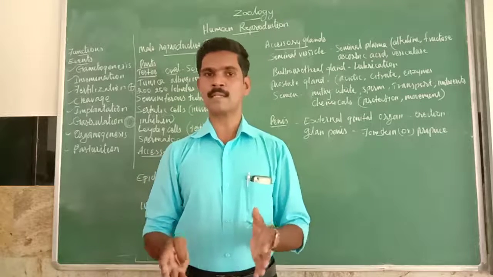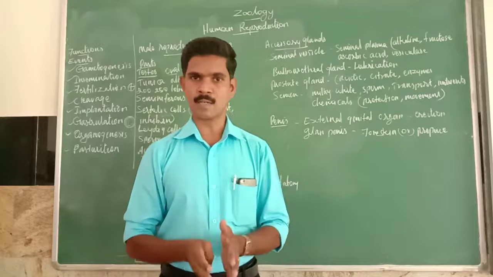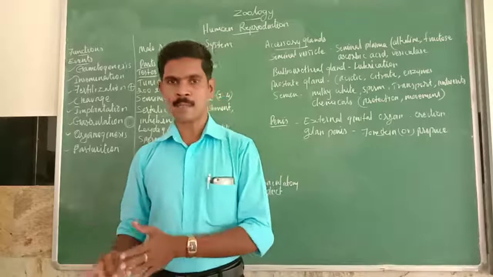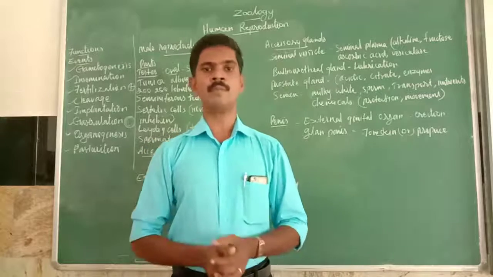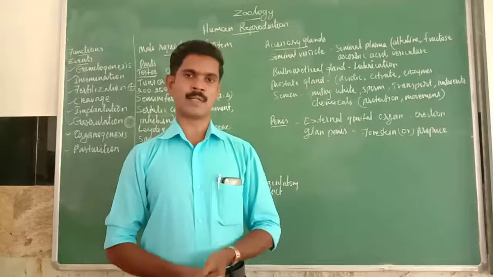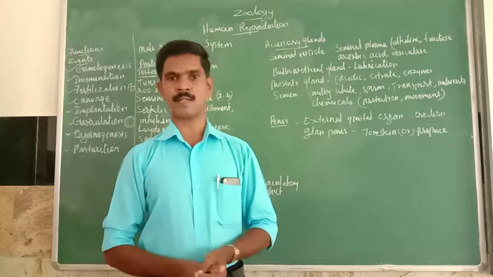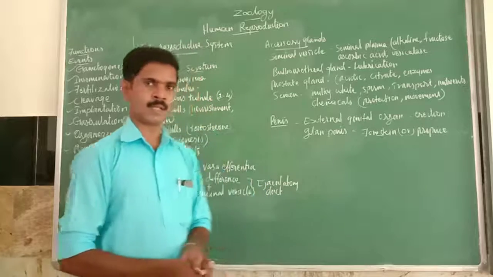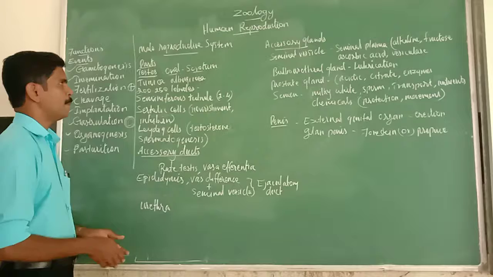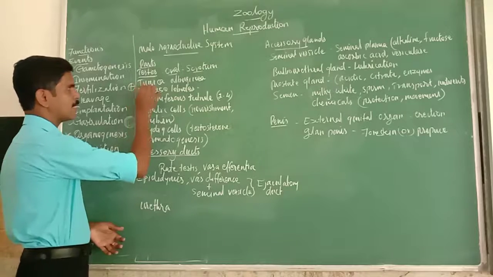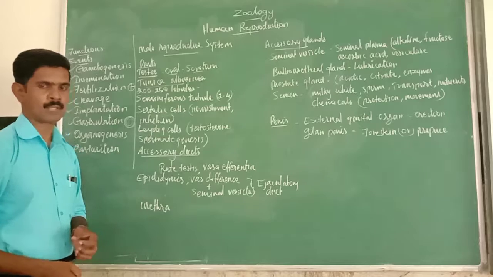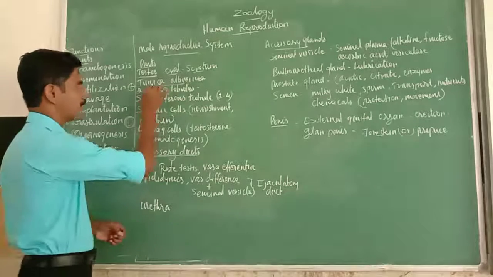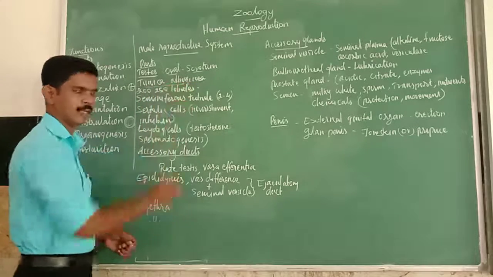So the testis is always hanging inside the scrotum, and the scrotum is always present outside the body, outside the abdominal cavity. So the scrotum acts as a thermoregulator, regulating the temperature. Understand? Then, next point. The outer surface of the testis is covered by a small membrane. The name of this membrane is tunica albuginea.